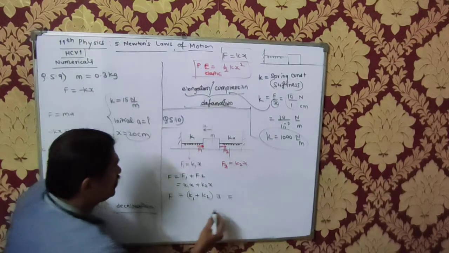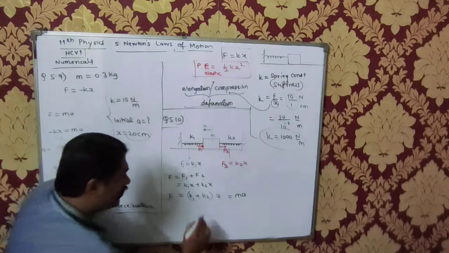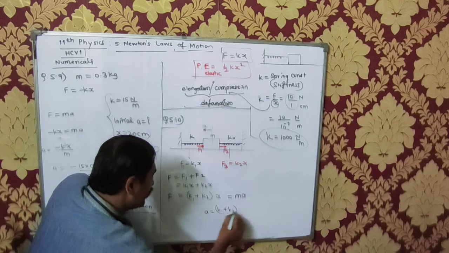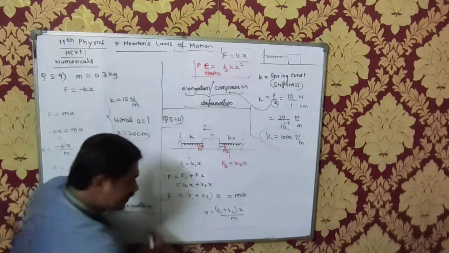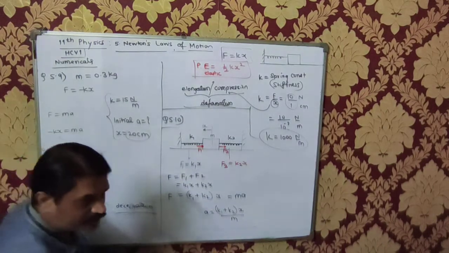And F is equal to ma. So a is equal to K1 plus K2 into x upon m. Check the answer, please. And this is in the direction opposite to the displacement.